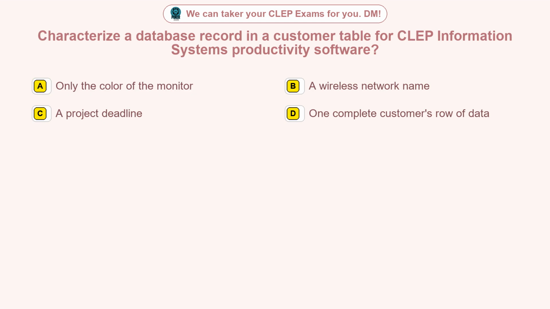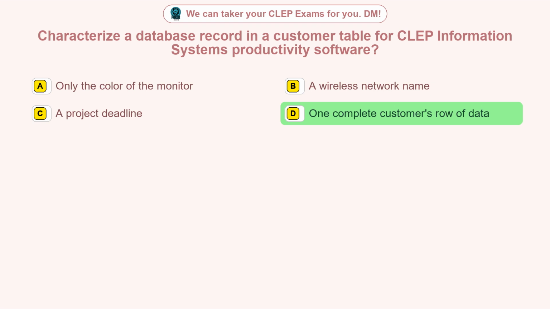Question 78. Characterize a database record in a customer table for CLEP Information Systems productivity software. Option A. Only the color of the monitor. Option B. A wireless network name. Option C. A project deadline. Option D. One complete customer's row of data.